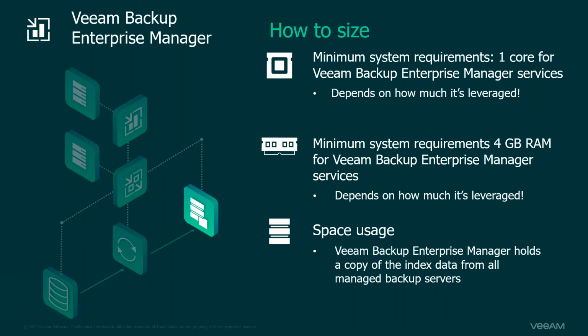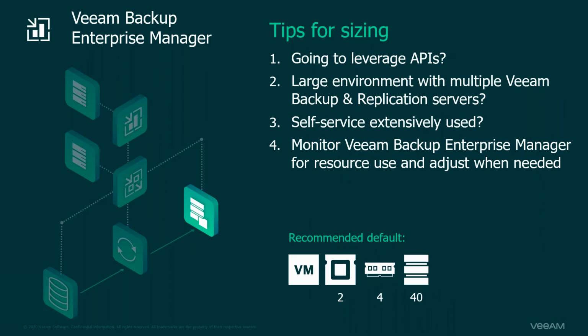So we talked about X amount of meg per million files earlier. That gets compressed and sent up. Well, that's where it gets held then, in the Enterprise Manager. So if you're doing a lot of guest file indexing, you're going to see that we need disk space there on Enterprise Manager. But really the tips for sizing Enterprise Manager are: are you going to use it, right?